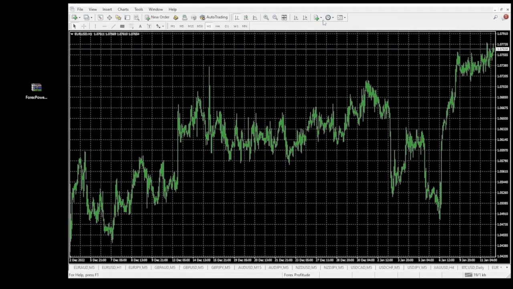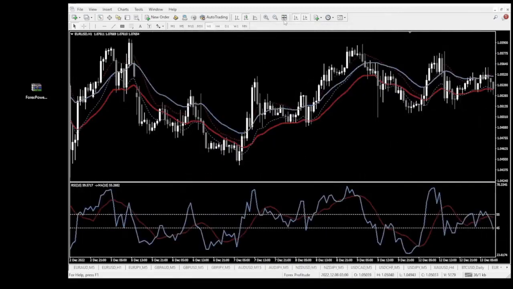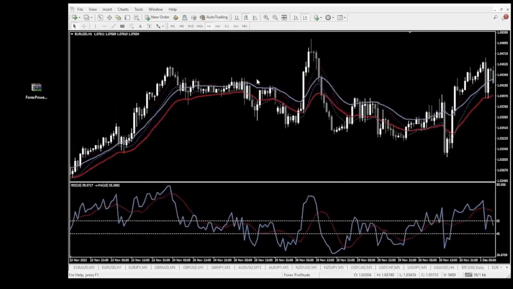And finally, I'm going to go to the templates and choose load template. And I'm going to look for FOREX Power Pro, and that's it right here. I'll click it and click open. And this is going to apply the FOREX Power Pro to your chart.